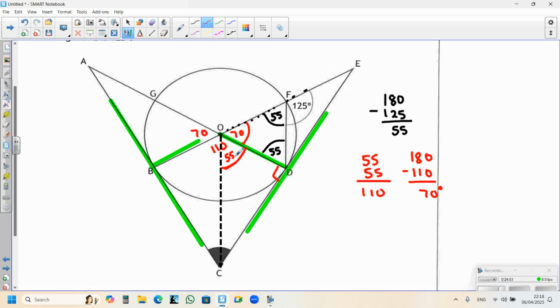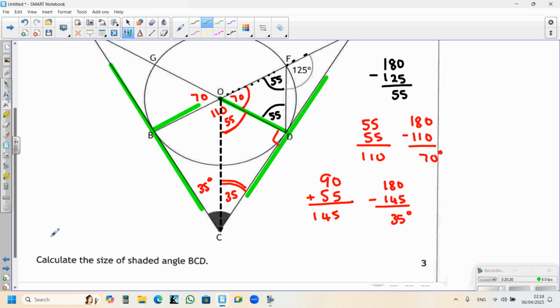So now I can do 90 plus 55. And when I add 55 onto 90, it gives me 145. So this bit in here is going to be 180 minus 145, and that will leave me with 35. So if that wee bit there's 35, it's all symmetrical. That's got to be 35. So the shaded angle has got to be equal to 35 plus the other 35, which is 70 degrees.